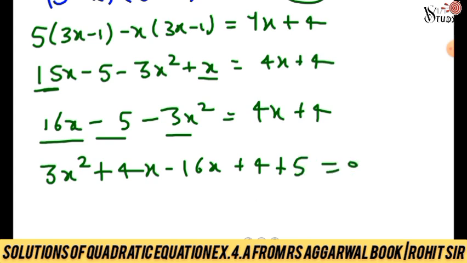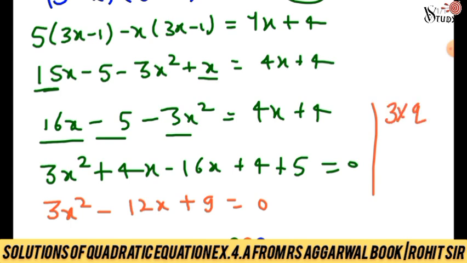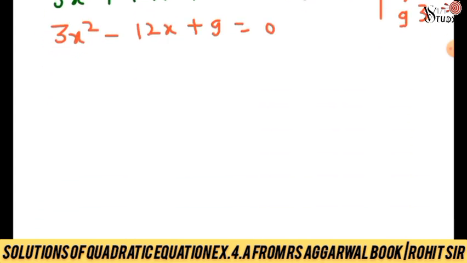Now 3x square, here we have negative 12x plus 9 is equal to 0. Now we have to multiply 3 and 9, that is equal to 27, and we have to find two factors of 27 whose sum is 12. These are 9 and 3, and the sum of 9 and 3 is equal to 12. Now 3x square negative 9x negative 3x positive 9 is equal to 0.